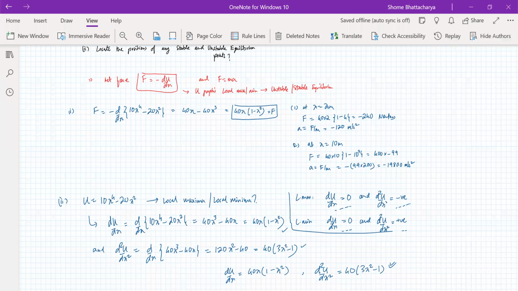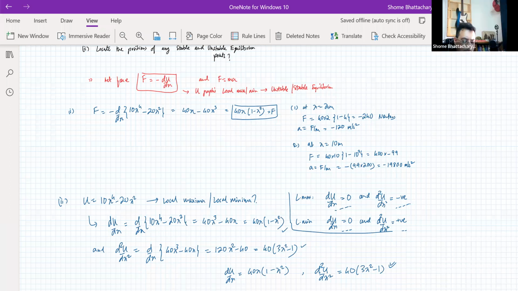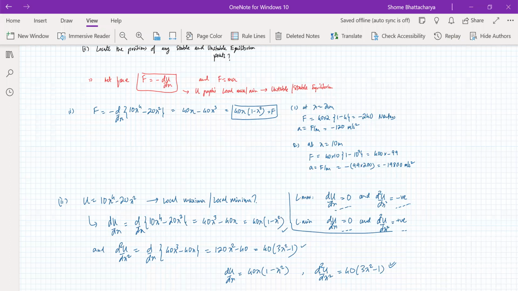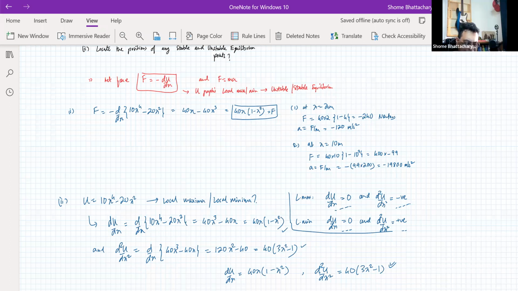Sir, are these the final answers or do we have to do more? No, this is still just the derivative and second derivative. You have to find the stable and unstable equilibrium points. Now you have to apply this concept which I've shown here, the condition for local maxima and local minima, right?